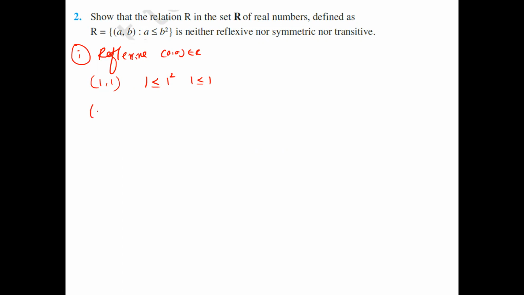Now I'll take (1/2, 1/2). Why am I taking the fraction 1/2? Because the given number is a real number. Try to understand this one. Here they've given the real numbers, which means you can take any fraction number also. Now I'll write 1/2 is less than or equal to (1/2) whole square. Now we have to see this: (1/2) whole square means 1/4.